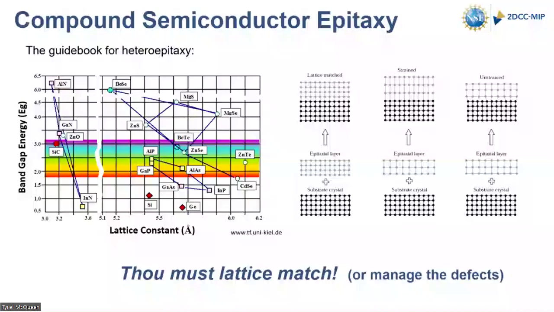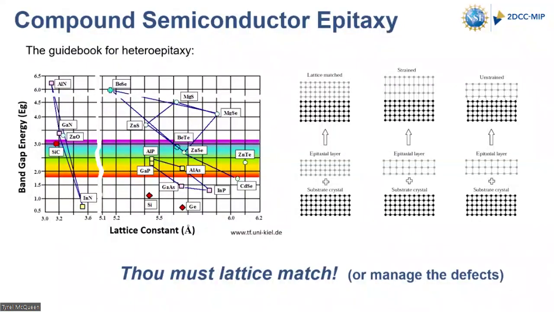So if you just think about the fundamentals of compound semiconductor epitaxy, right? One of the important rules of thumb is lattice matching, right? Anytime you're going to make a heteroepitaxial structure, you need to be very concerned about the lattice constant of the epitaxial layer and the substrate. And this is what I would call the guidebook for heteroepitaxy, right? So this is a plot showing the band gap energy of the semiconductor versus the lattice constant.